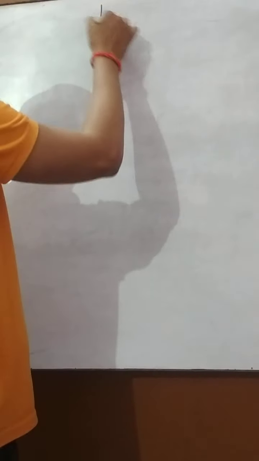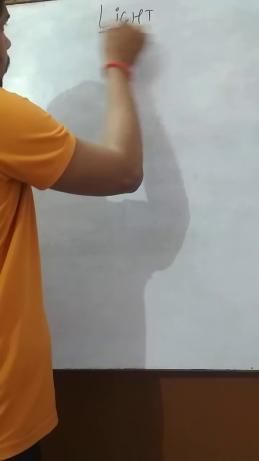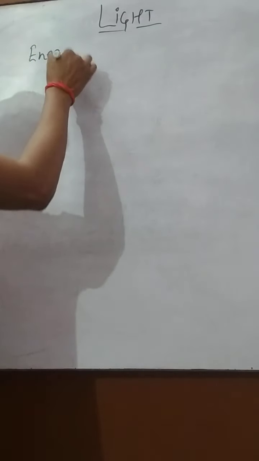Today I am telling about the chapter light. So first we have to know about the light. What is a light? Light is a type of energy that helps us to see objects.